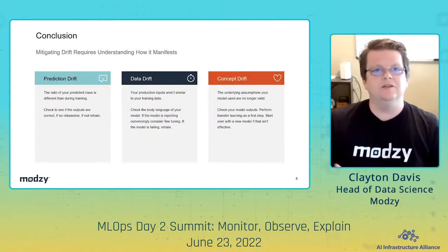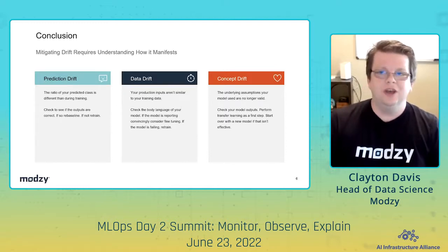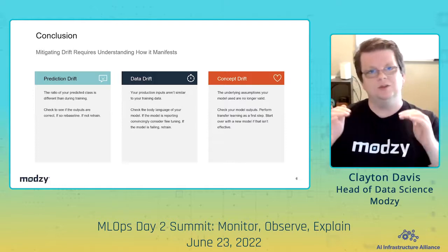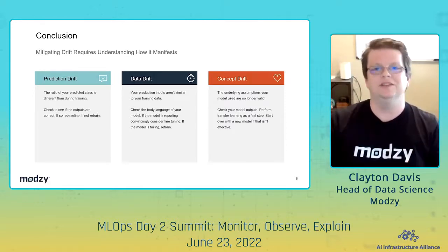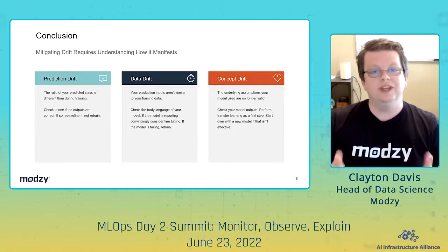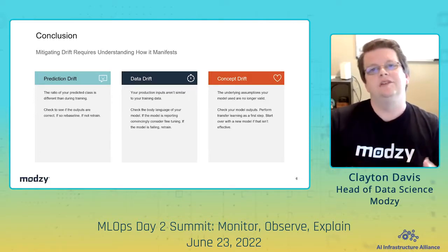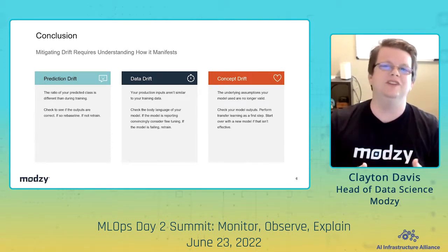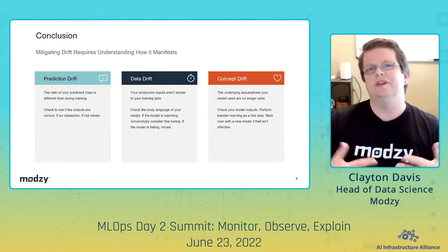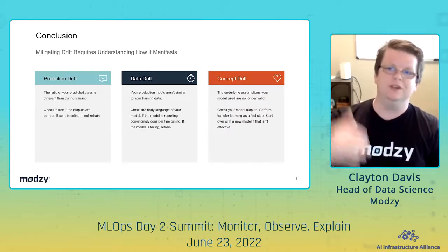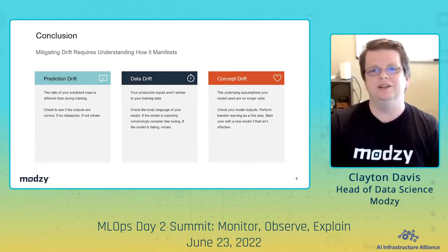And that's really it for this lightning talk on drift. We went over the 3 different types of drift: prediction drift, where your class imbalances change and how you can identify that using standard statistical tools; data drift, where people are feeding data into your model that's separate from the type of data that was provided to the model during training, and how you can identify that by looking at the body language or the intermediate representations of your model. And we touched a little bit on concept drift at the beginning. I told you we'd come back to it here at the end.